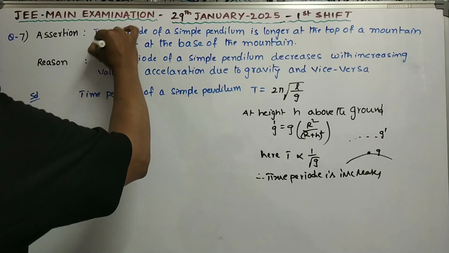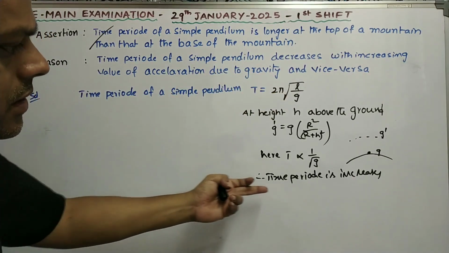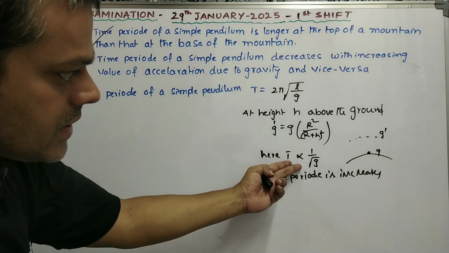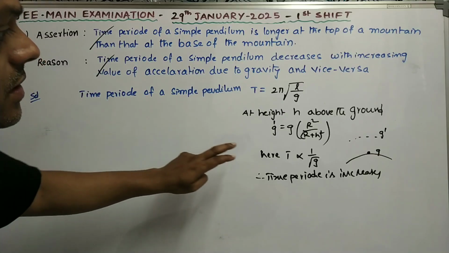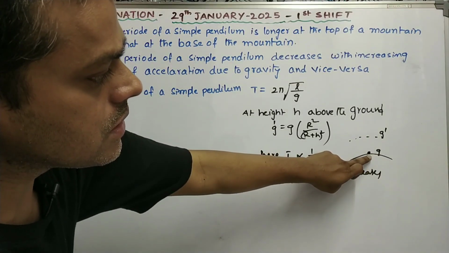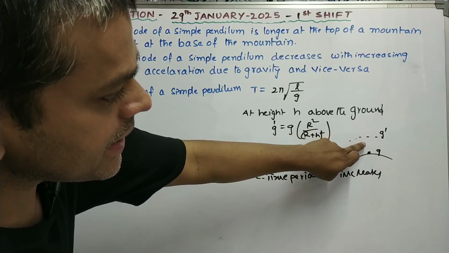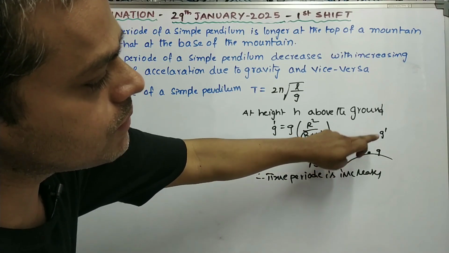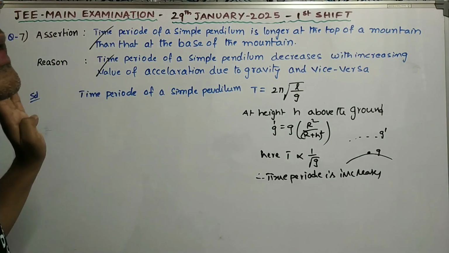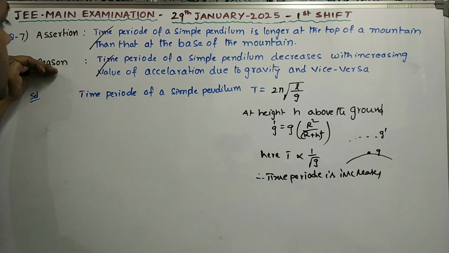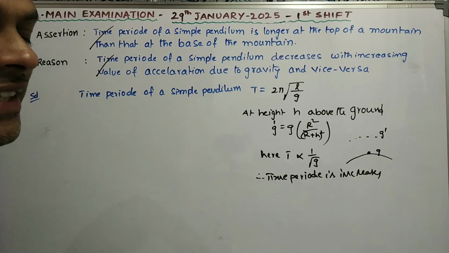So the assertion is correct. Okay, what is the reason? Time period of a simple pendulum decreases. Yes, the whole discussion proves this one. So the reason is also correct. On the ground, g is more than when the body is taken above the ground. So the assertion and reason both are correct. Moreover, the reason is the correct explanation of the assertion. Okay, right.